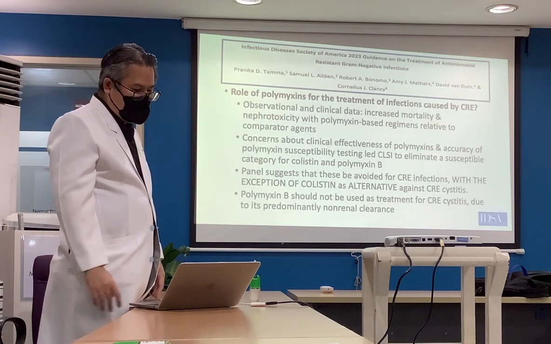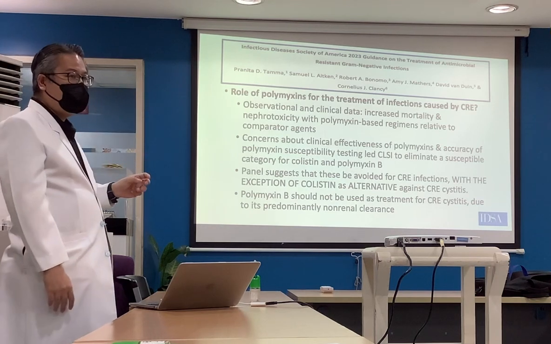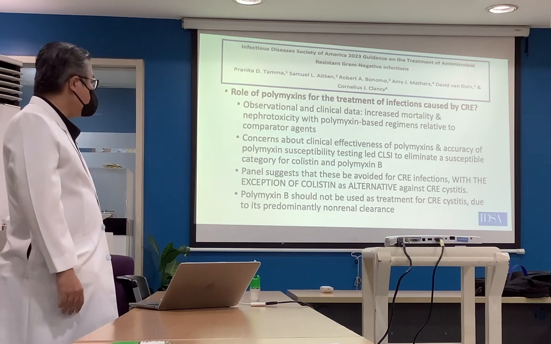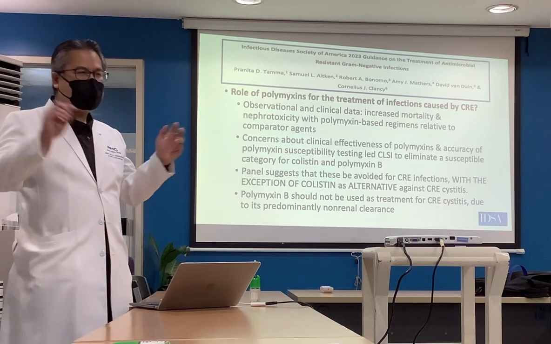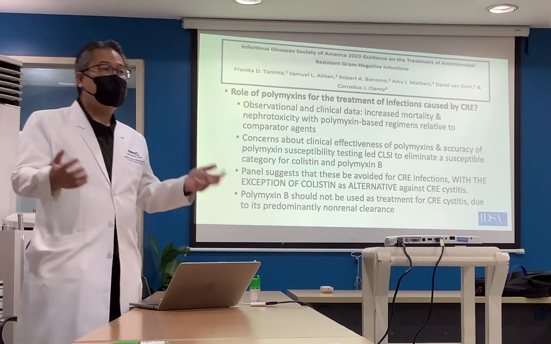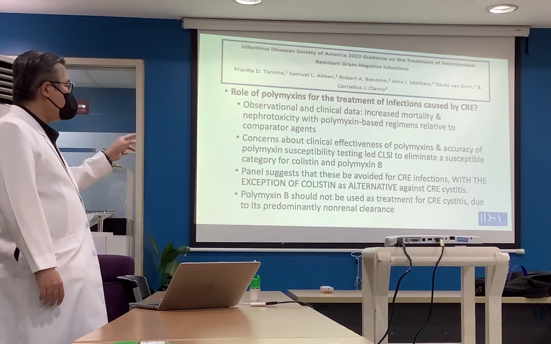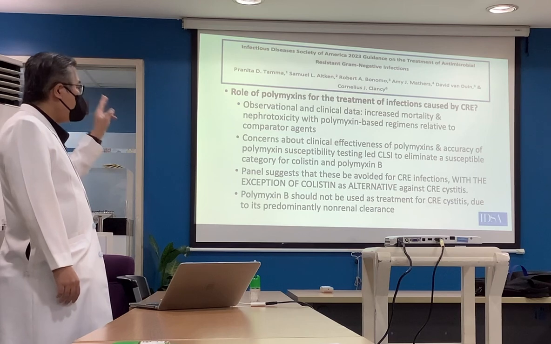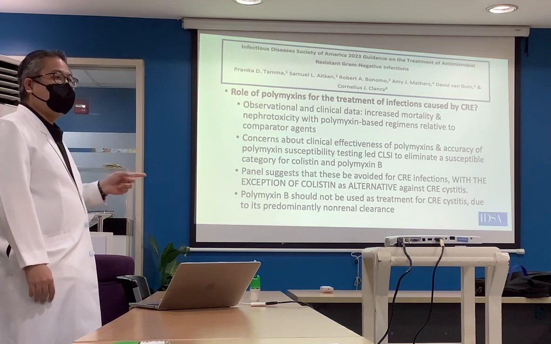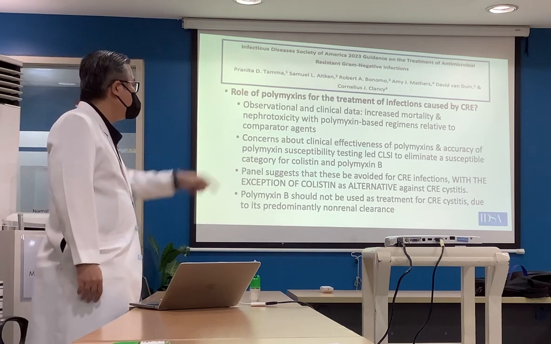Why? Because of observational and clinical data that showed increased mortality and nephrotoxicity with polymyxin-based regimens relative to other, relatively safer antibiotics. Of course. First, do no harm. And then there are concerns about the clinical effectiveness of the polymyxins and the accuracy of polymyxin susceptibility testing. This has led the CLSI to eliminate a susceptible category for colistin and polymyxin.